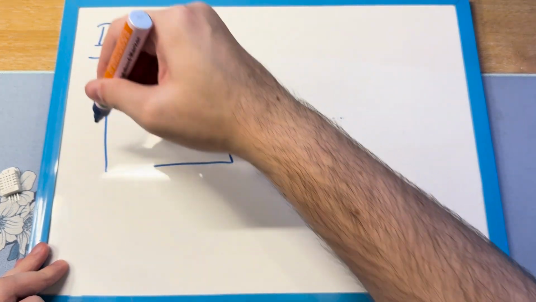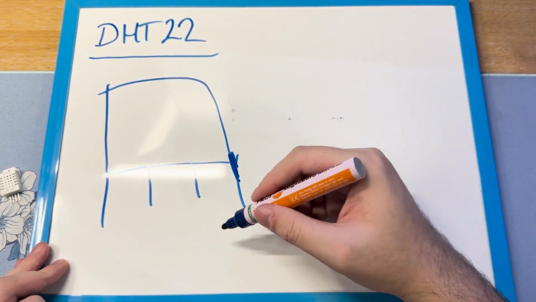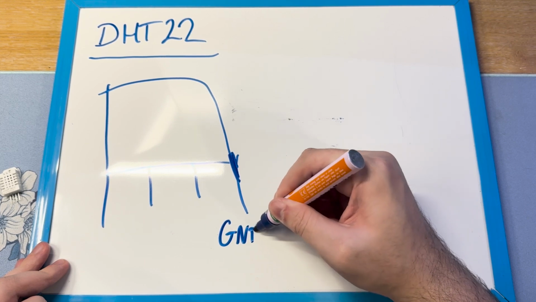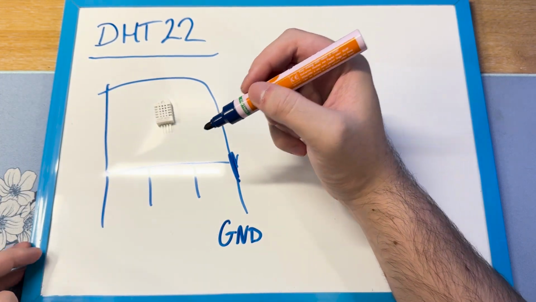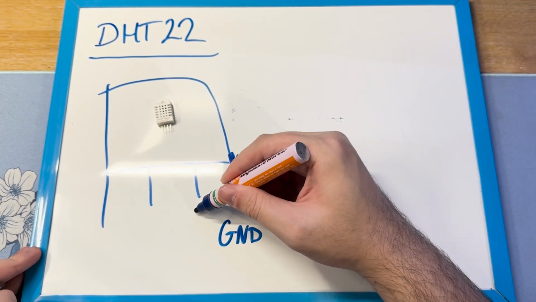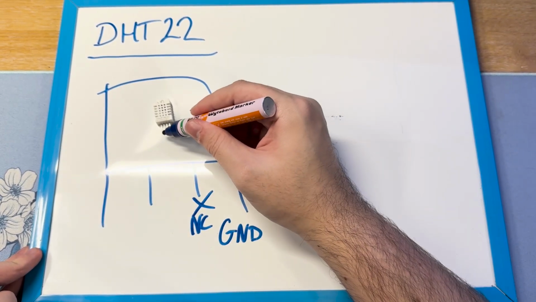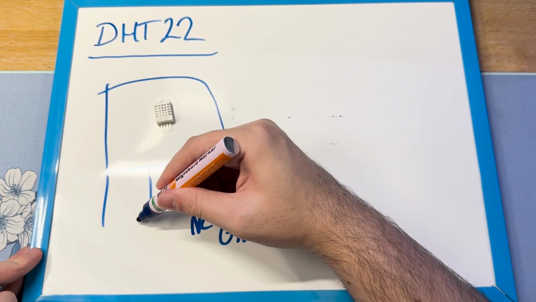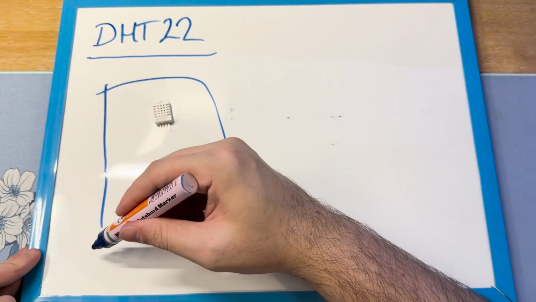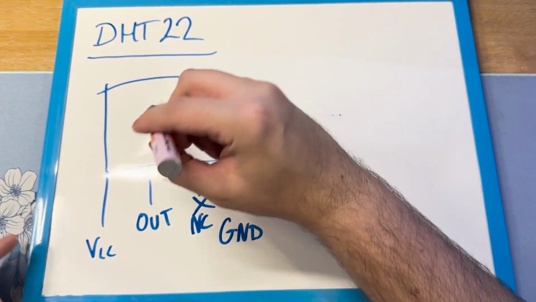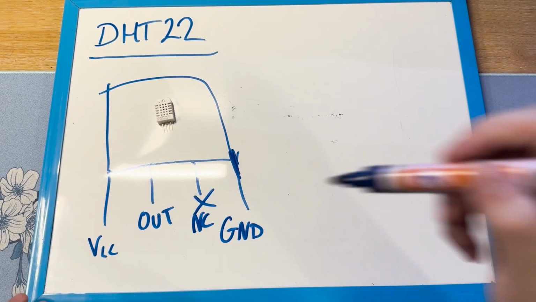I drew a little box to represent that, and its 4 legs. So that's ground, this way, just for your reference. This leg here, there's no connection. This second leg here is the output, so this will output the readings. And here we have VCC on this furthest leg to the left hand side. That's where the positive voltage goes.